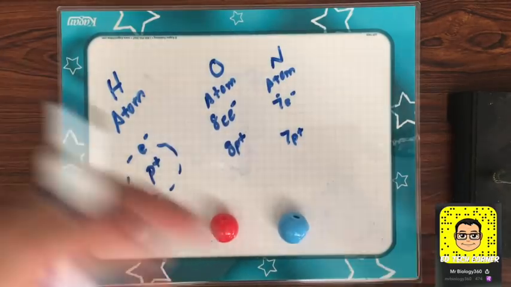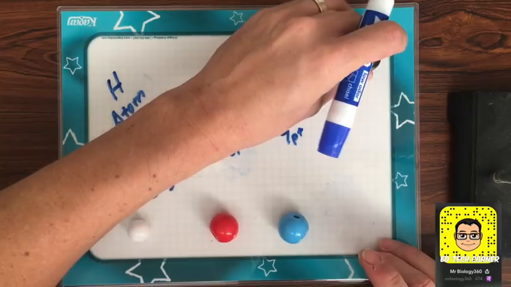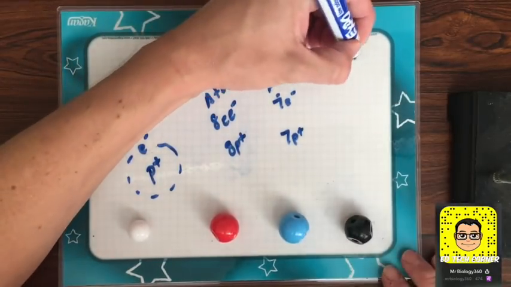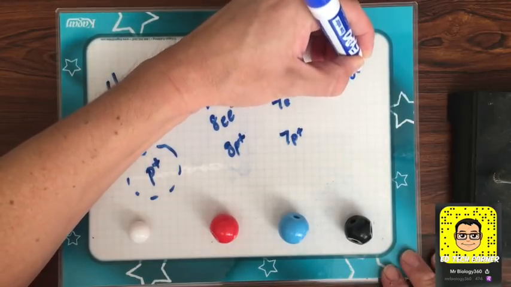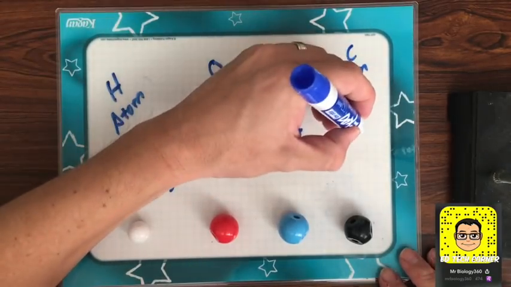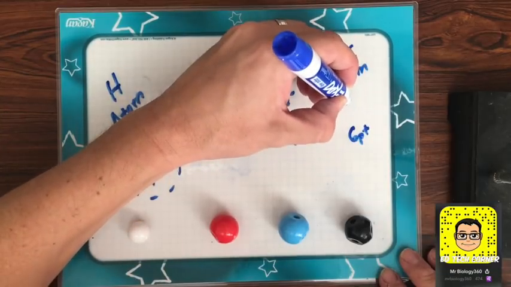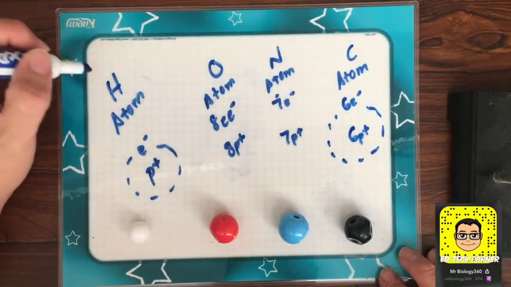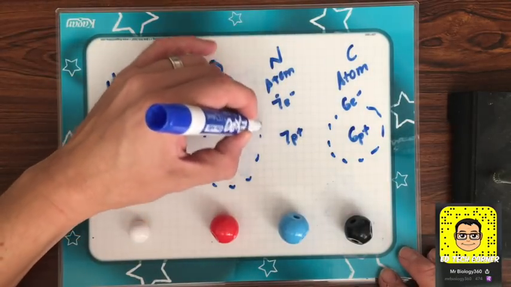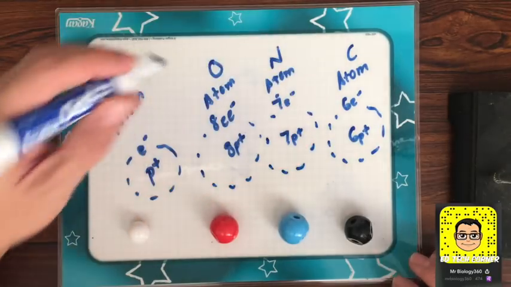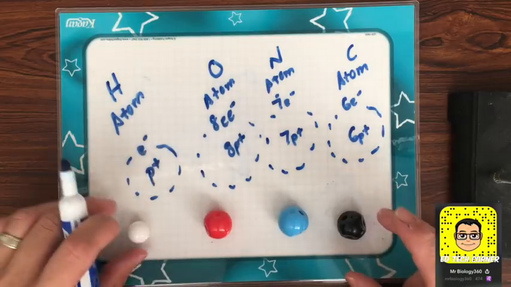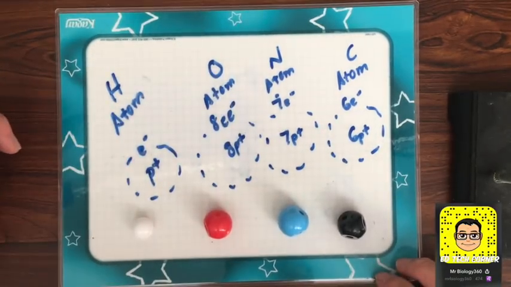And then finally, we have the most amazing atom of all, which is the black marble, the carbon atom. The carbon atom is amazing. It has 6 protons and 6 electrons going all about the nucleus. So you have to remember that when we're building and putting models together, we're going to be using these marbles, which represent single atoms.